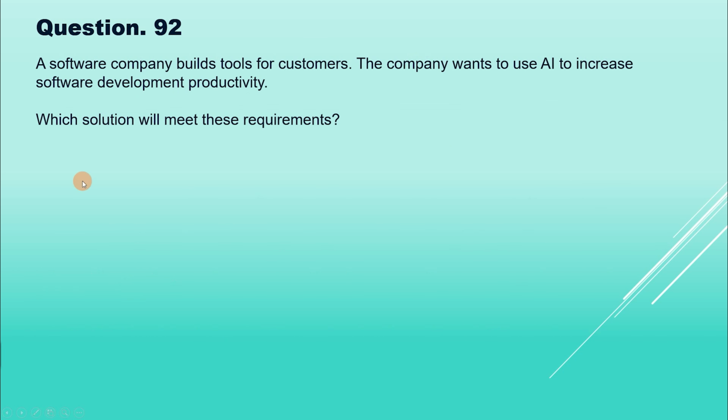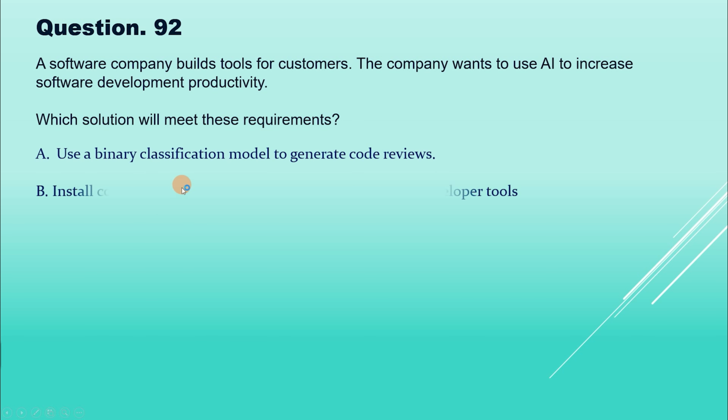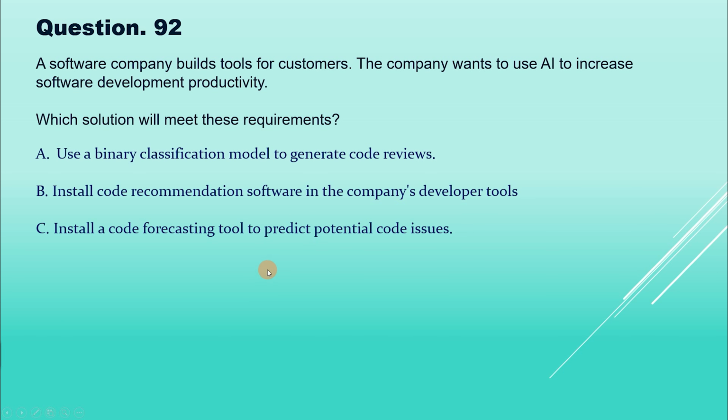Now question number 92. A software company builds tools for customers. The company wants to use AI to increase software development productivity. Which solution meets these requirements? Here are the options. Option A, use a binary classification model to generate code reviews. Option B, install code recommendation software in the company's developer tools. Option C, install a code forecasting tool to predict potential code issues. Option D, use a natural language processing tool to generate code. Take your time to guess the answer.